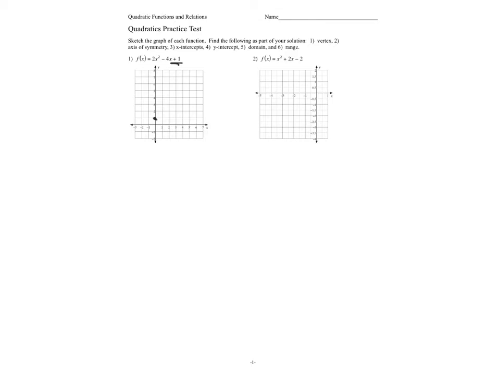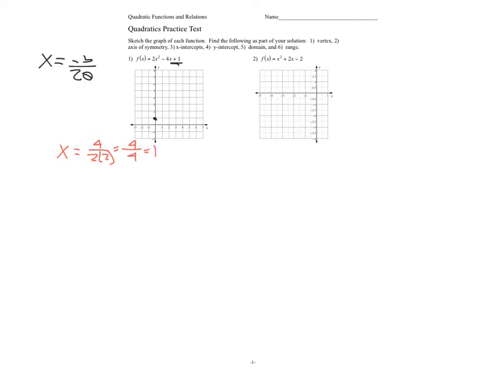Now, next, I'm going to find the axis of symmetry. And that's going to help me find my vertex. So we're going to use the formula x equals negative b over 2a. So in this case, we have x equals negative times a negative 4, so that's going to be a 4 over 2 times 2. So we get 4 over 4, which gives us 1.